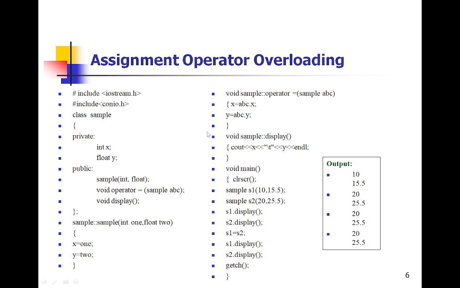That is why in the class you can see void operator equal. Within the brackets we have to type the class name and the arguments we are passing. So whenever the assignment operator is used, the corresponding object is going to be passed.